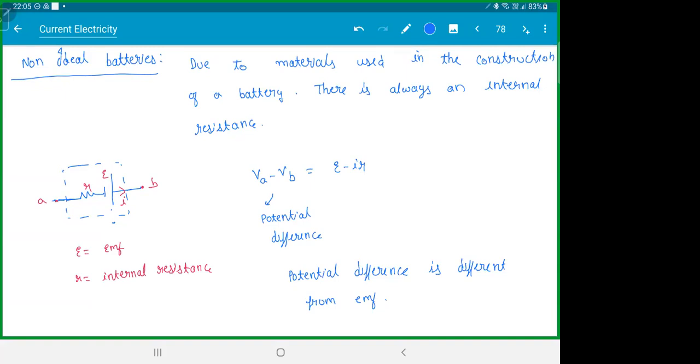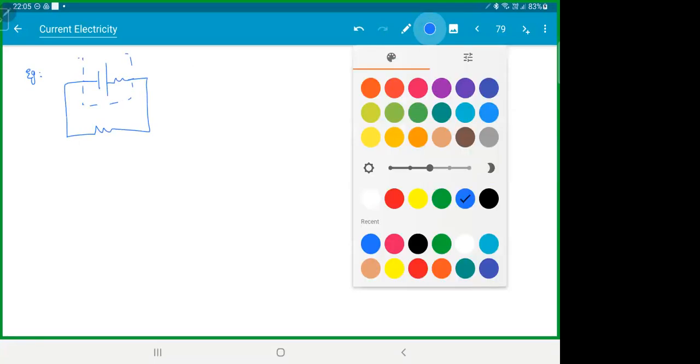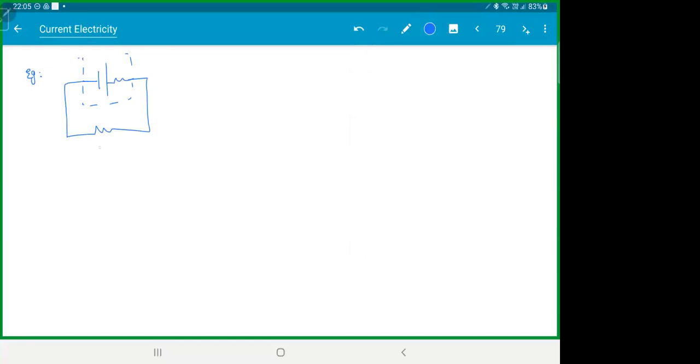The reason why all this happens is because of this EMF and potential difference. See what is happening, I'll tell you. Example, let's say you have a battery with internal resistance. So this whole setup is a battery here. Let's say this thing is some 13 ohms. Let's say the internal resistance is 2 ohms. Your Eveready battery's voltage is 1.5 volts, isn't it?